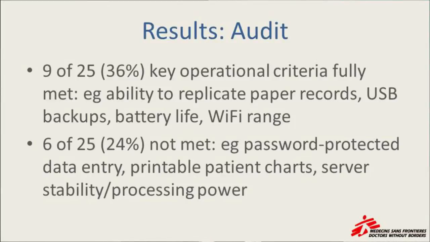To give you some results, in the audit we conducted when we came home, you can see that a number of the key operational criteria were met. These included particularly the ability to replicate what was on paper records and some of the key offline features. Unfortunately, a number of very important criteria were not met. Because of the results of this audit, halfway through the pilot, we changed our plan from complete implementation and removing paper entirely to a dual entry using paper and electronic records, to maintain patient safety and to gain as much learning as we could from the pilot.